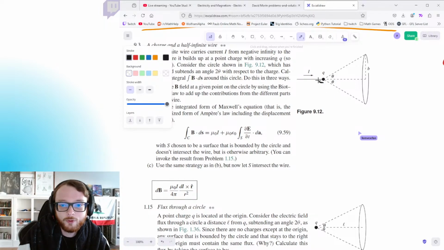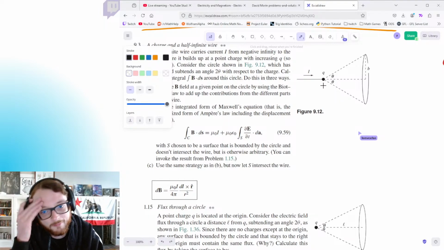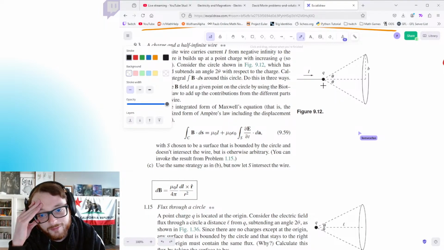So does the Q point itself contribute a magnetic field? I think no, because of what we just did in the last problem, or that same fact.